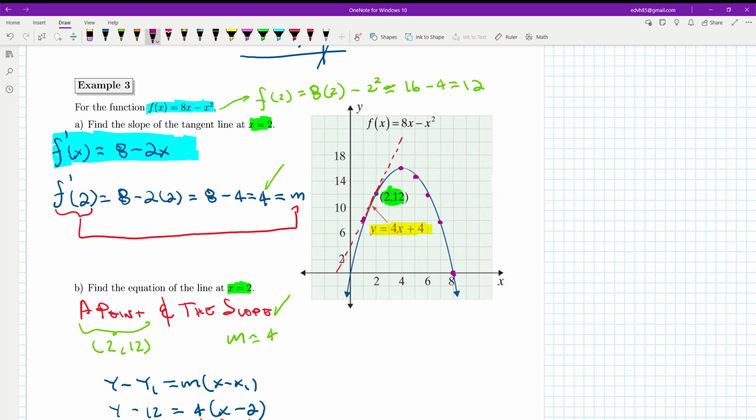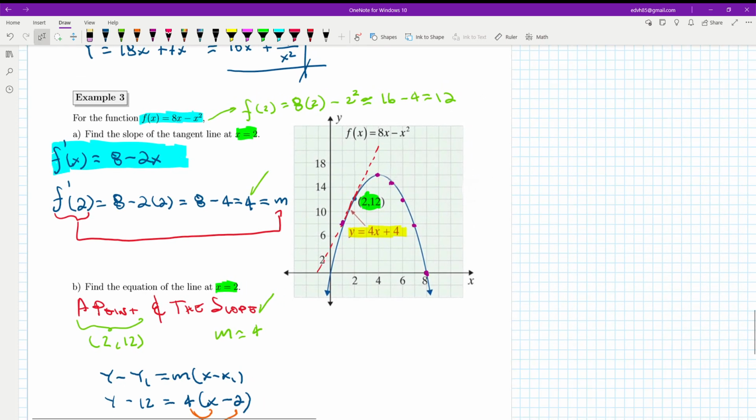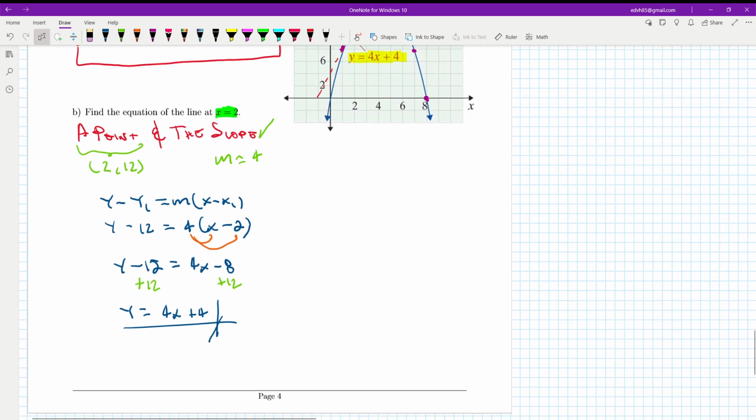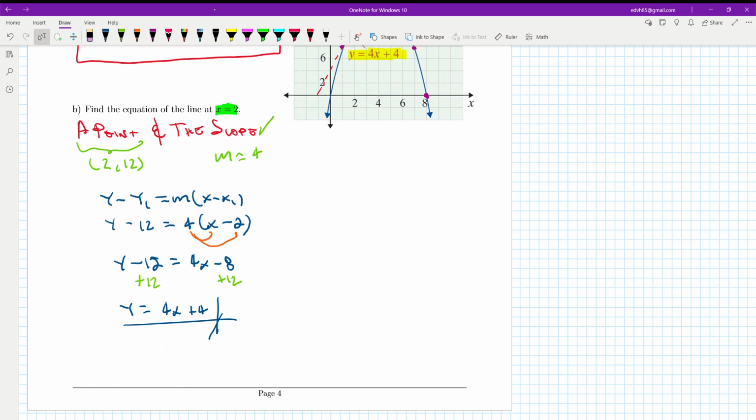And that's what you are going to do on the homework. And this is the last example for this section. I believe this is a good place to quit. I'll see you in the next section.